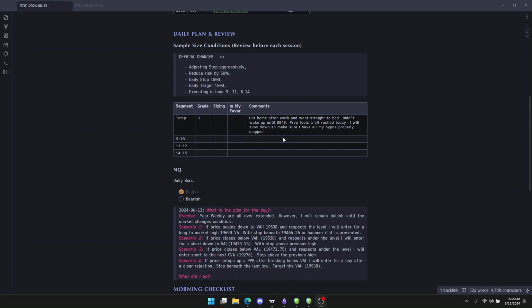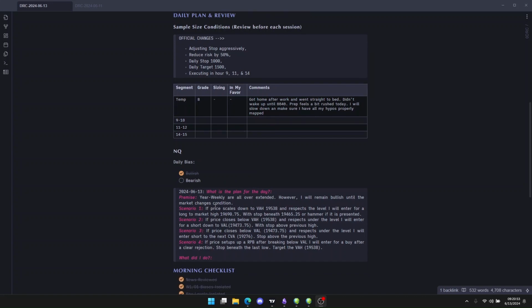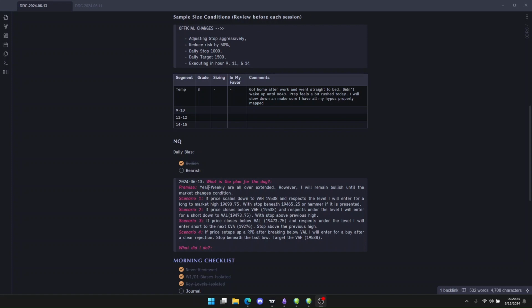So I just finished mapping my hypos, and we're going to go ahead and go through them. Yearly through weekly are all overextended. However, I'll remain bullish until the market changes condition. If price scales down to value area high 19538 and respects the level, I will enter for a long to market high 690.75. The stop beneath 465.25 or hammer if it is presented.